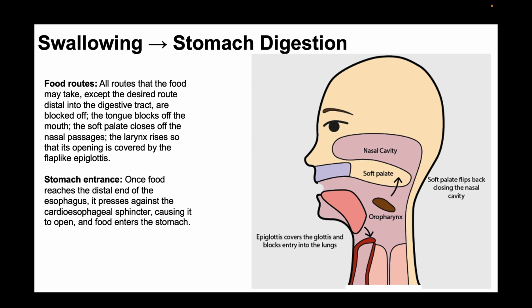During the pharyngeal-esophageal phase, the involuntary phase transports food through the pharynx and esophagus. The parasympathetic division of the autonomic nervous system controls this phase and promotes the motility of the digestive organs, or peristalsis, from this point on. Once food reaches the distal end of the esophagus, it presses against the cardioesophageal sphincter, causing it to open, and food enters the stomach.